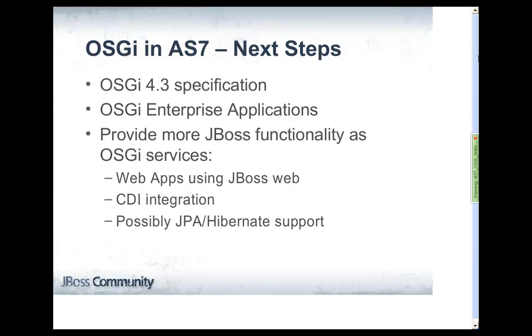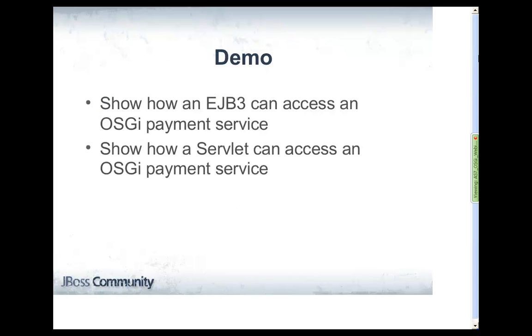The next steps are that we would like to provide an OSGi 4.3 implementation and provide more functionality through the OSGi layer. A possible candidate is CDI and possibly JPA Hibernate. Right, and now I'll turn over to the demo.